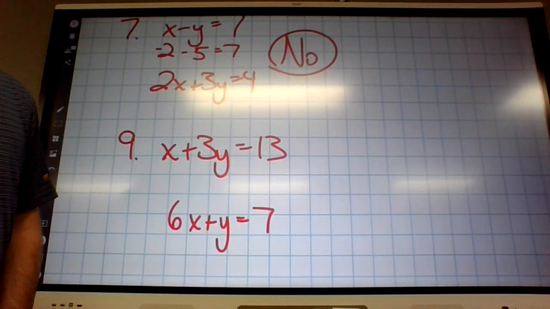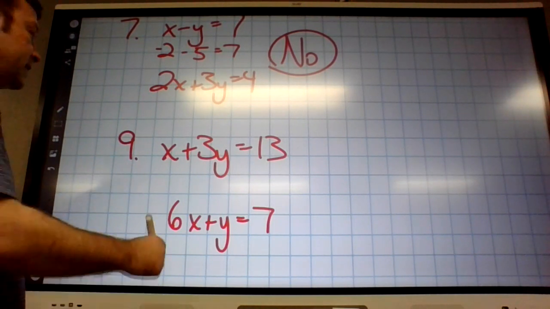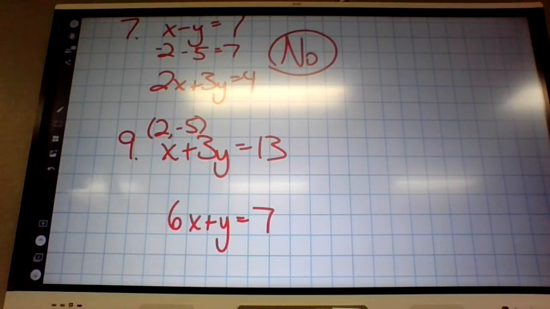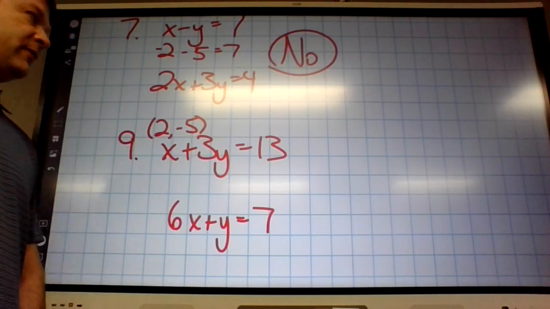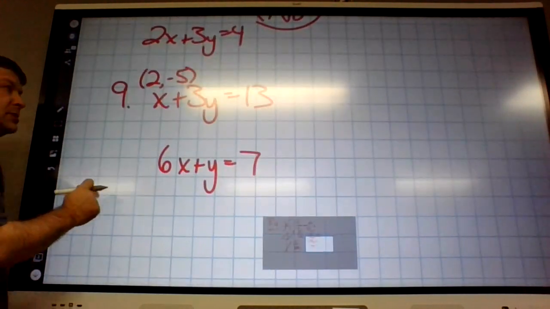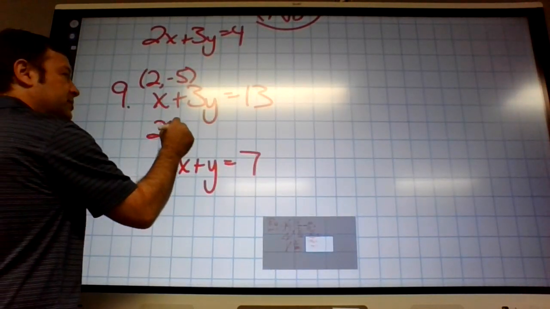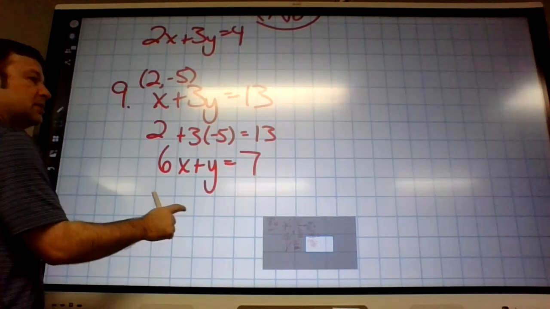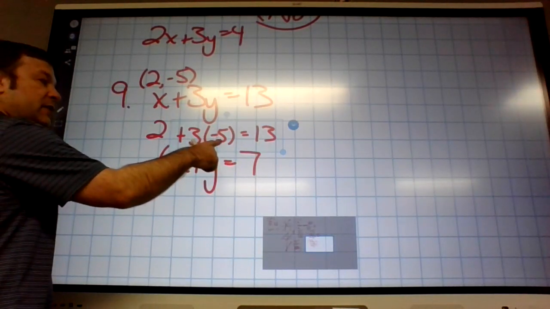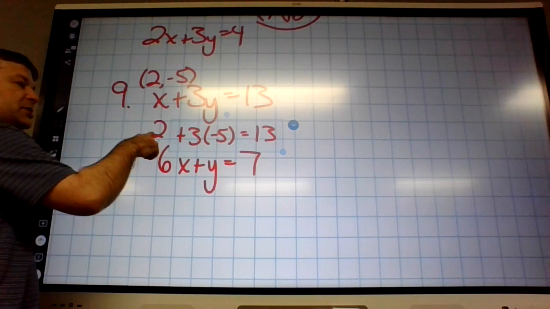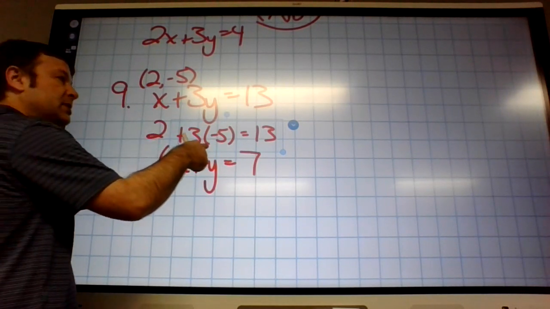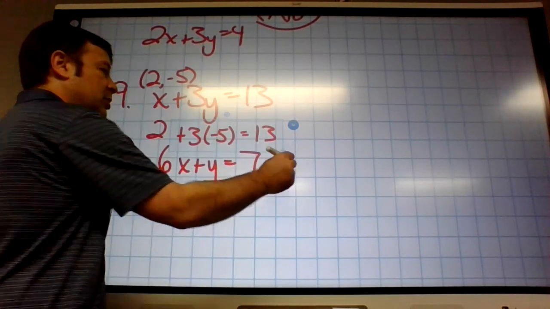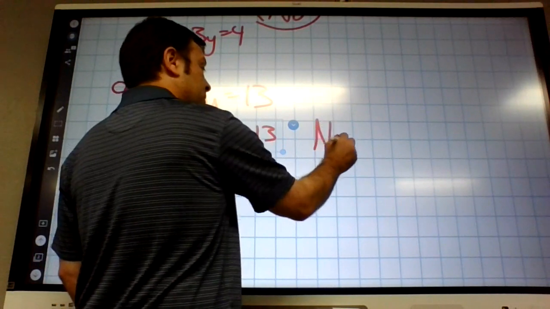Okay, so (2, -5). What we're plugging in is going to change on each problem. On number 9 it says we're supposed to plug in (2, -5) and see if it works or not. Is this a common solution? So if I plug in 2 for x and -5 for y, does that work? 3 times -5 is -15 plus 2, or 2 plus -15 is -13, not 13. So number 9 fails on the first one, so it's going to be a no again.